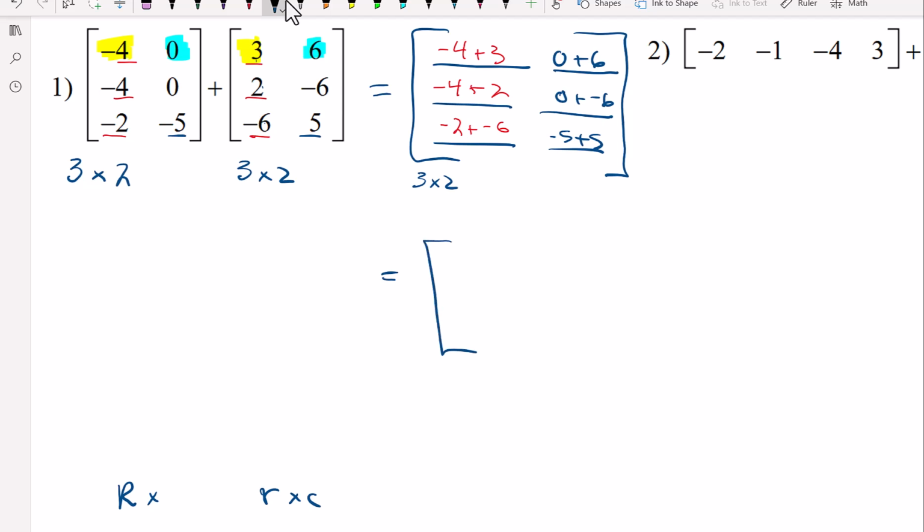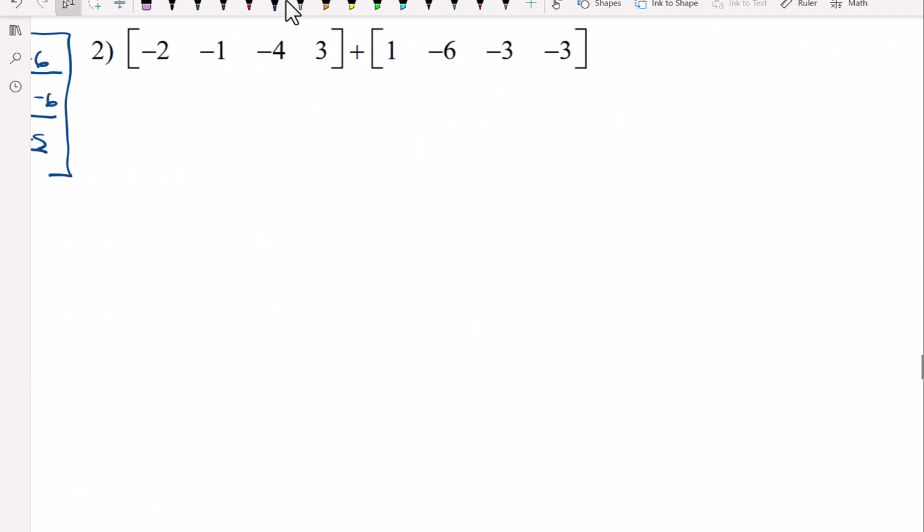So when we finish, we have a 3 by 2. -4 plus 3, -1. 0 plus 6, 6. -4 plus 2, -2. 0 plus -6, -6. -2 plus -6, -8. -5 plus 5, 0. So this is the sum matrix.